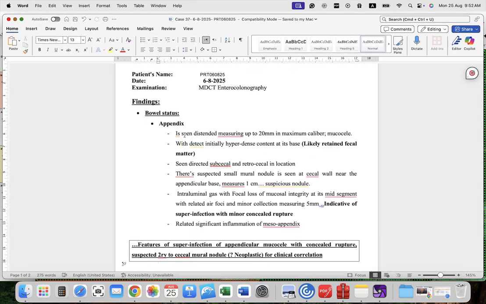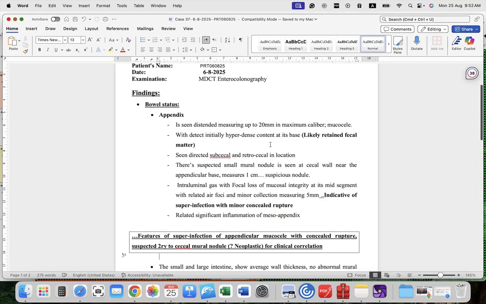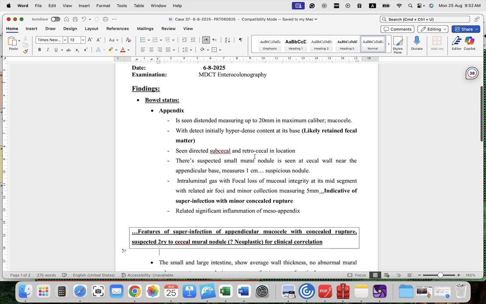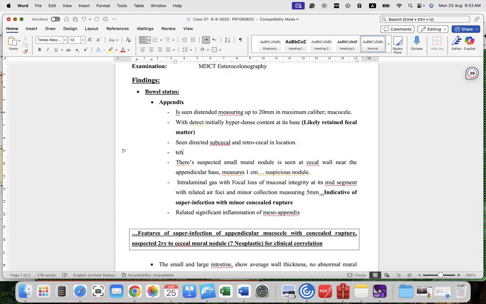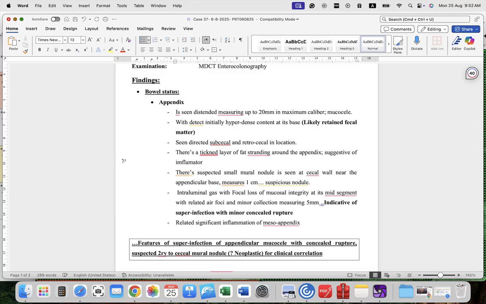Okay, in your report: distended appendix, measuring so and so, appendiceal mucocele, where the initial obstructive content is the fecalith, in the direction of the cecum, and we should here mention there is a thick layer of fat stranding around the appendix, suggestive of inflammatory mass formation. Okay.